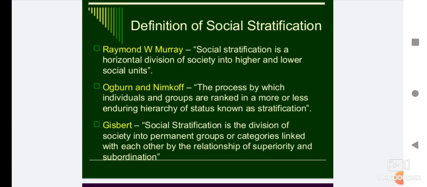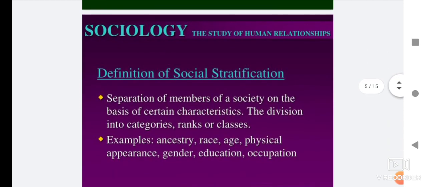Gisbert: social stratification is the division of society into permanent groups or categories linked with each other by the relationship of superiority and subordination. Some more definitions. Separation of members of a society on the basis of certain characteristics. The division into categories, ranks or classes is called social stratification. For example, ancestry, race, age, physical appearance, gender, education and occupation.